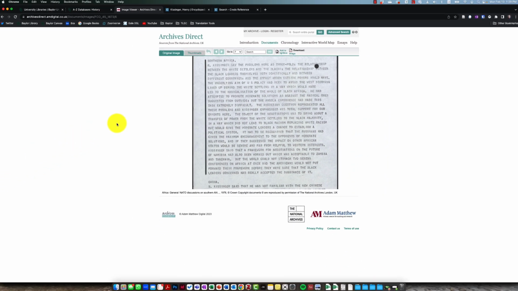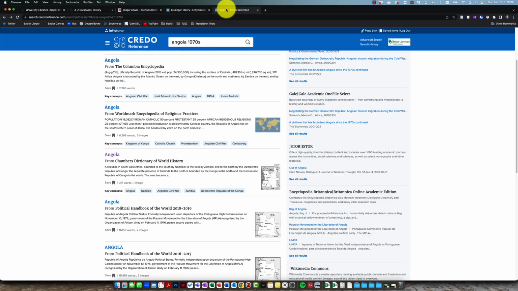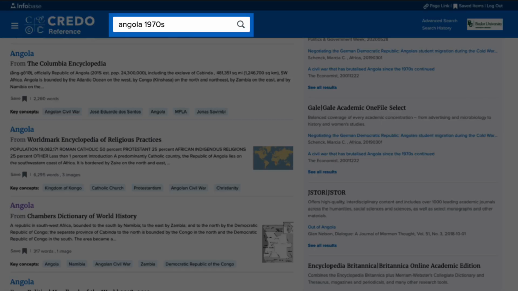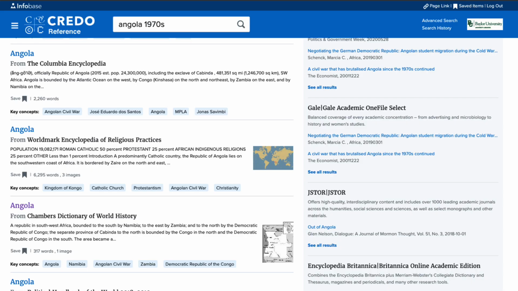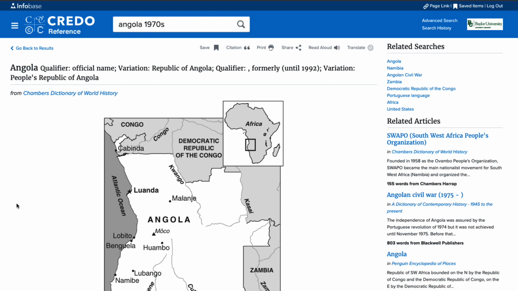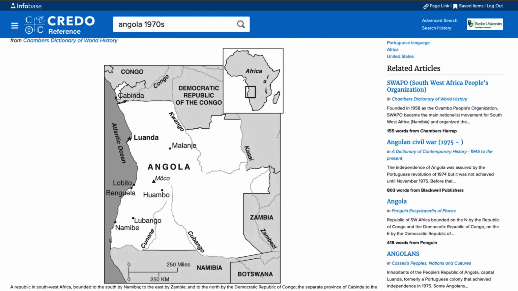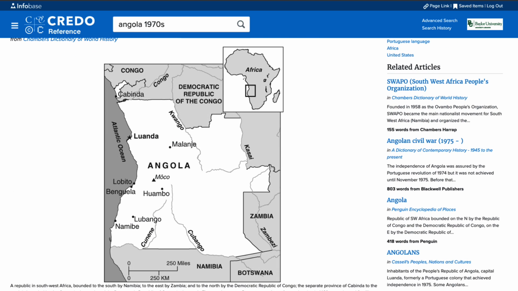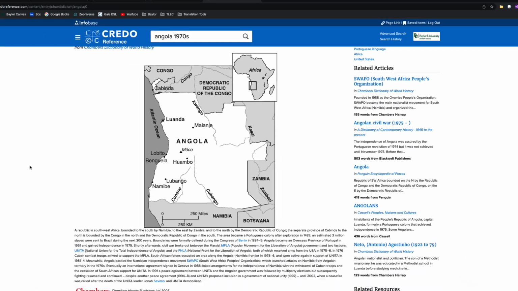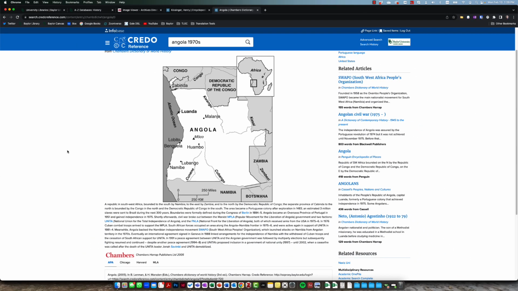Well, again, let's do the work of contextualization. Go to Credo, and I just typed in Angola 1970s. I got a bunch of articles on the country of Angola, and I went specifically to a tertiary source on world history, The Chambers Dictionary of World History. If you go to the article on Angola, it'll give you a little bit about where Angola is and the state itself. But then it had this really important sentence which helps us understand and contextualize what we were seeing in the primary source.